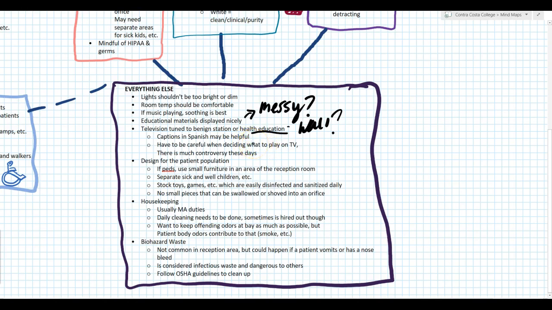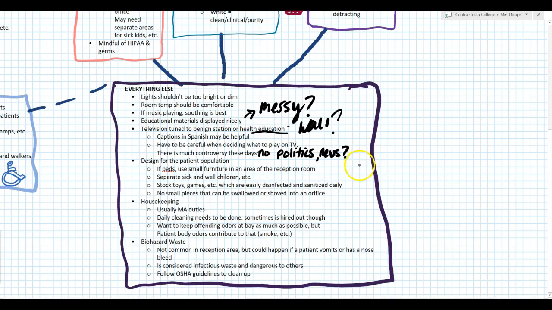You have to be careful when you're deciding what to play on TV because there's so much controversy these days that almost anything you put on the TV outside of health education, and even some health education programs, is going to offend about 50% of the population. So you want to stay clear of politics, and even news is questionable these days. If it's a pediatric office, you're in the clear because you can basically put Disney on and call it a day. But if it's not a pediatric office, you have to be very mindful of what it is that you're playing on the TV.